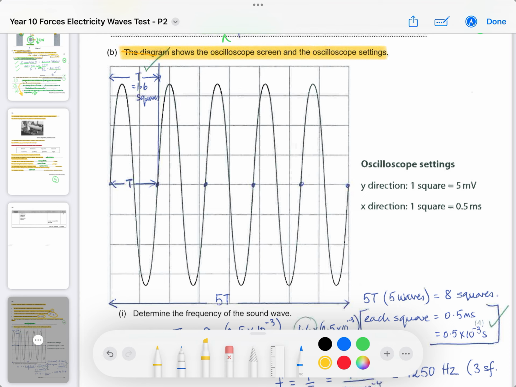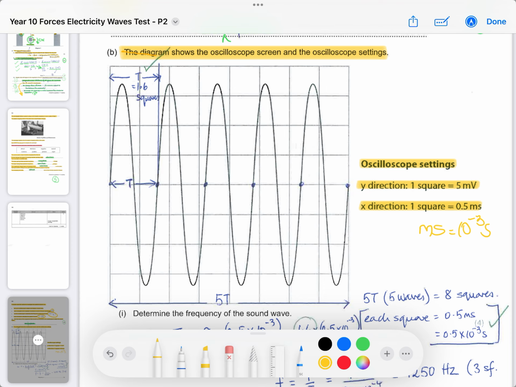The oscilloscope settings are shown here in the key, and the Y direction is in millivolts, which we don't need for this part of the question, and the X direction shows the time base, and it shows that each square or each division is 0.5 milliseconds. So remember that milli means 10 to the minus 3 seconds. You need to know your prefixes, okay?